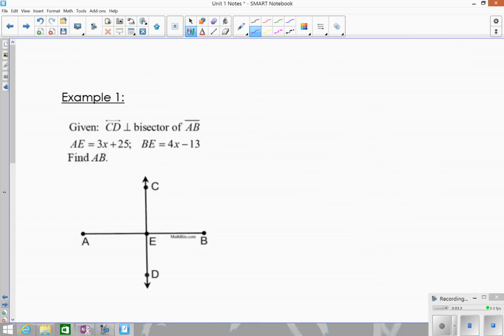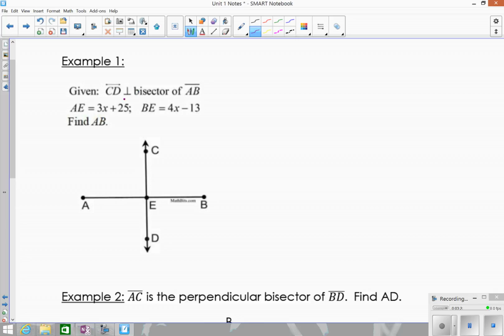So the first example is saying that we have a perpendicular bisector. Remember, that means we know two things. We know that CD is perpendicular, so I can draw my right angles. I also know that it's bisecting, so I know that these two parts have to be equal. Now notice I only marked the parts of the segment, not of the perpendicular bisector. So it's important that you read these carefully. CD is the perpendicular bisector of AB, so that means AB is the segment that's being bisected.